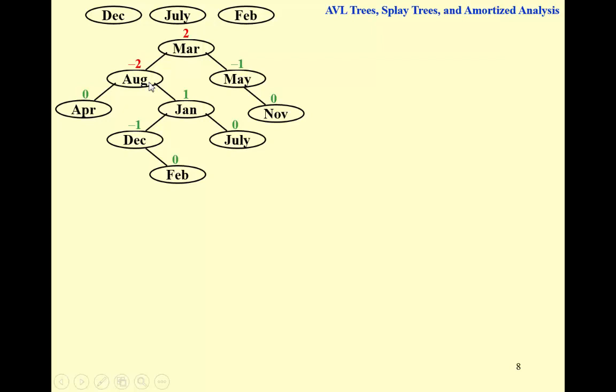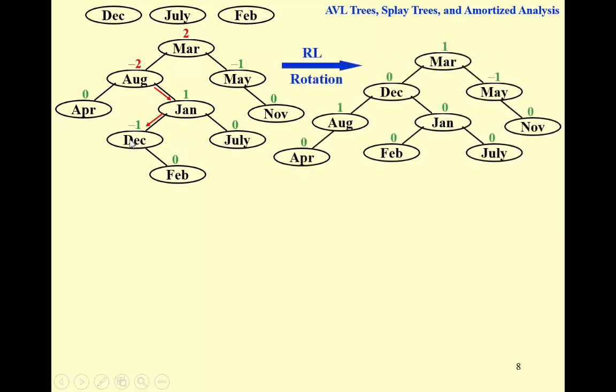Then we just look down 2 levels, starting from August. So the troublemaker, February, is here. It's in the right subtree's left subtree of August. So again, everything is symmetric. This is the result of an RL rotation. What happened is that we pull December up to be the new root of this subtree and rotate the original root, August, to be the left child of December.